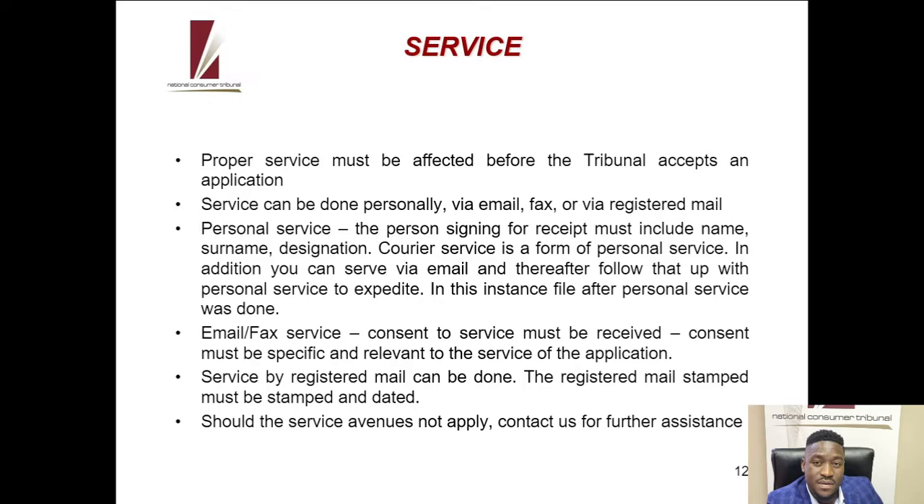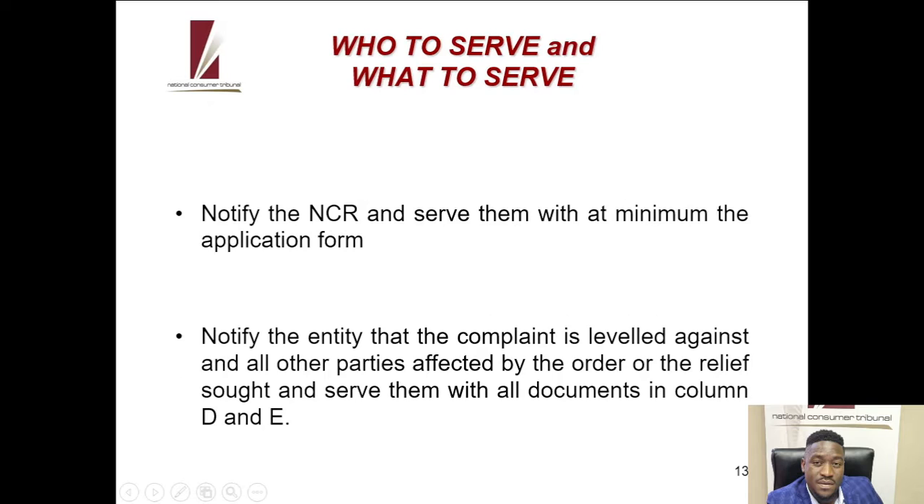You may opt to serve by registered mail. The registered mail slip must be stamped and dated. Should the service avenues not apply, kindly contact us for further assistance. When you have compiled all your documents, kindly serve the NCR with the application form. Further to that, serve the entity that the complaint is against and all other parties affected by the order or the relief sought, and serve them with all the documents of the application.